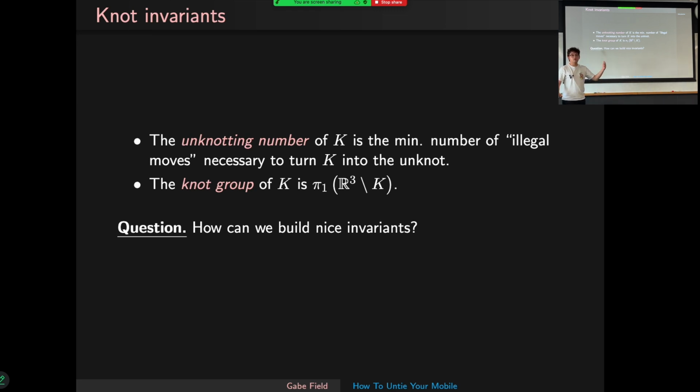If I look at the image of my knot, that's some subset of R3. And what I do is I look at the complement, which is a whole bunch of space, and I take the fundamental group of that. That's another knot invariant, sure.